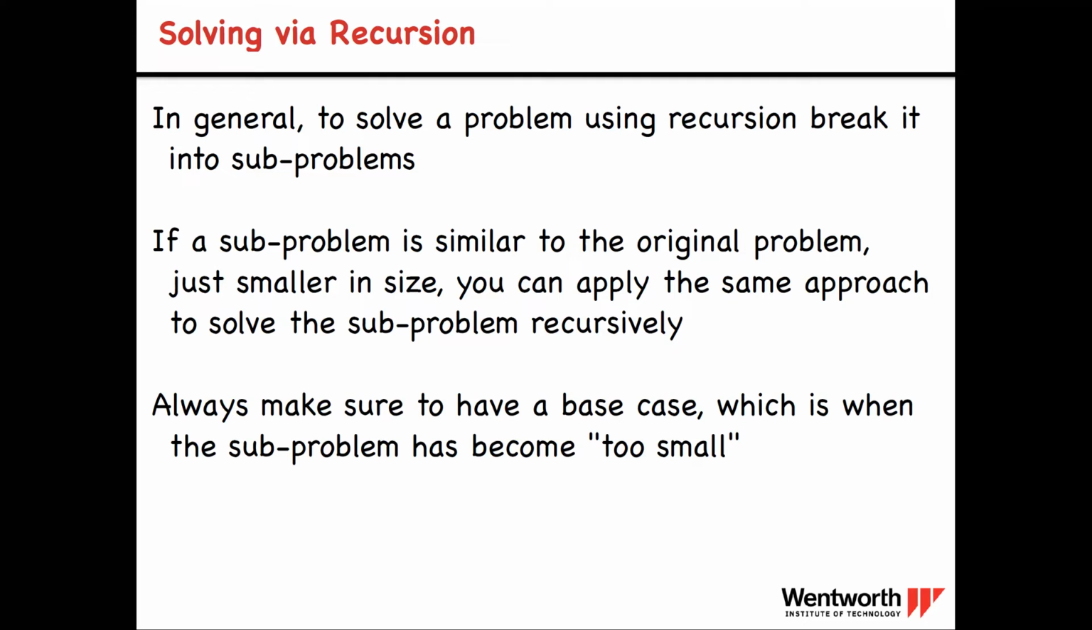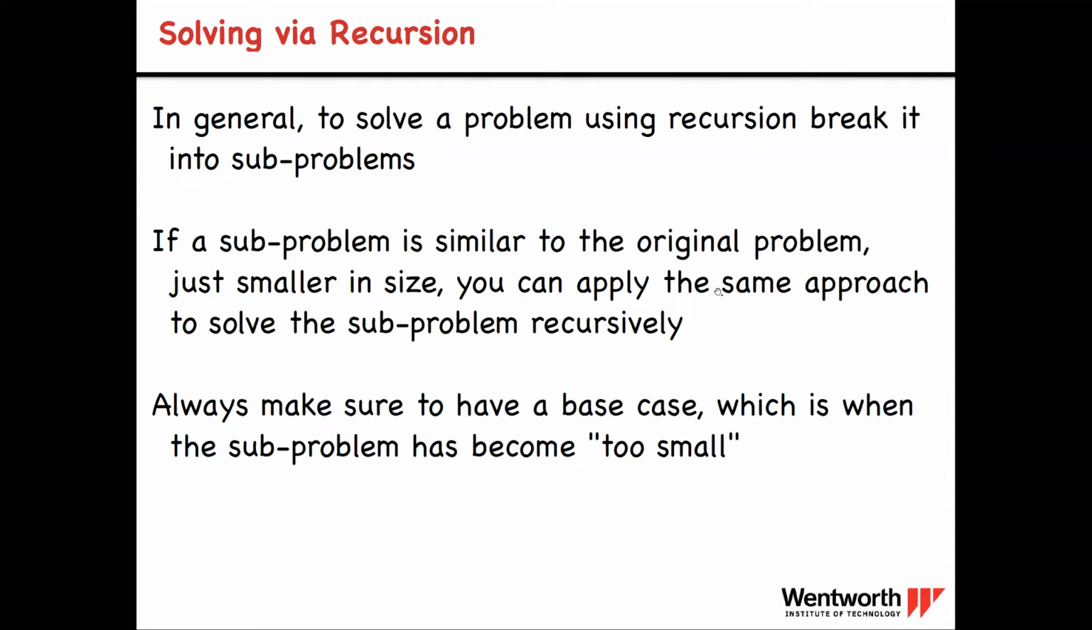Always make sure to have a base case. Base case is kind of when a problem becomes too small, where there's nothing else you can do to sort of break it up, like a 0 factorial. There is nothing after that. There is no negative factorial, at least in the way that the standard factorial is defined. So a 0 factorial is the smallest piece you can have, and so that becomes the base case.